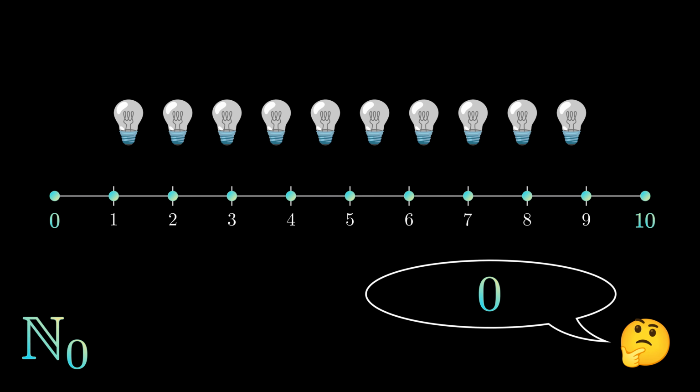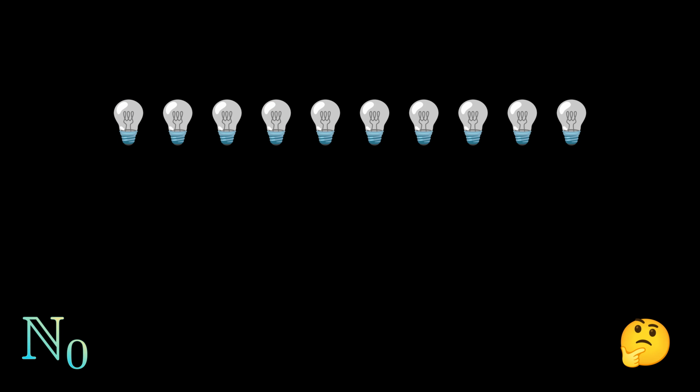In addition, the numbers from 1 to 9 don't have a unique representation. For instance, we get the number 2 when these 2 light bulbs are on, but also when these 2 are on. We will see why this is a problem in a moment. First, let's try to establish another rule.